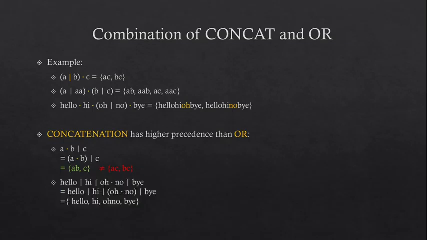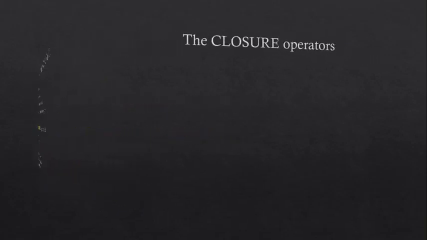Similarly, in this example we have hello or hi or oh dot no or bye. So we are not going to take these three and concatenate with these two. We are going to concatenate first and then we'll take the OR between these four. So that gives us 4 strings. Now let's look at the closure operators.